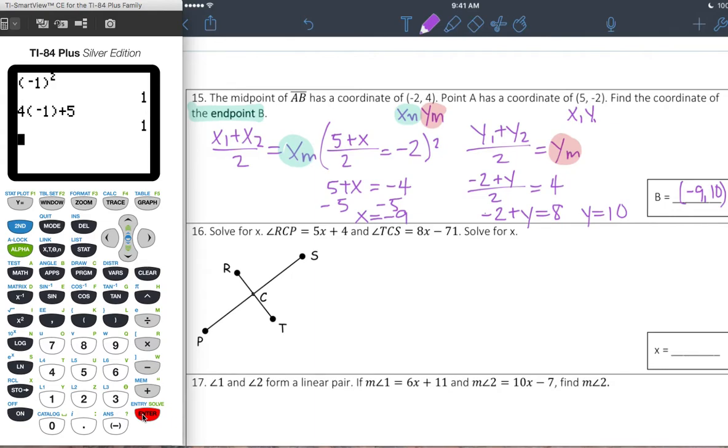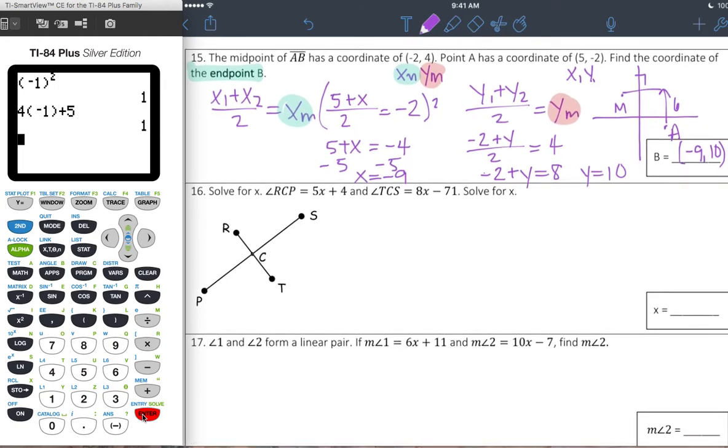Okay, the other way you can solve that one is by drawing your graph. If you do that, your midpoint is at -2, +4, and your point A is at 5, -2. So to get from A to your midpoint, you had to go up 6 and to the left 7. So from -2, 4, if you go up 6 and to the left 7, you're going to end up at -9, +10.